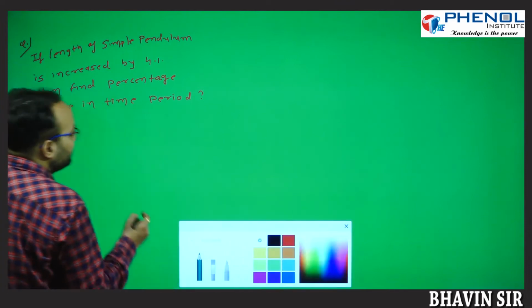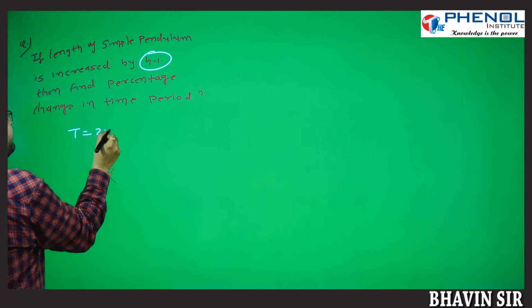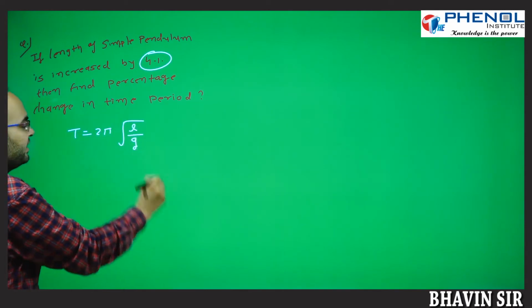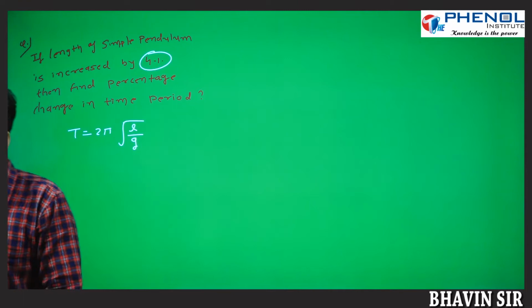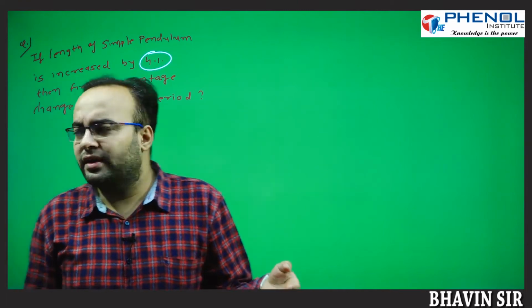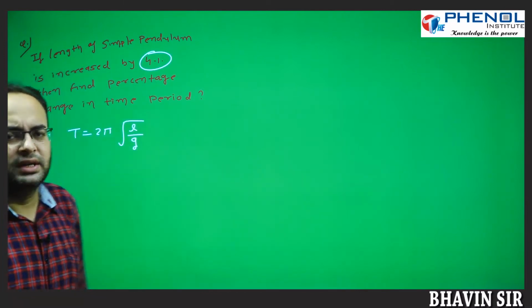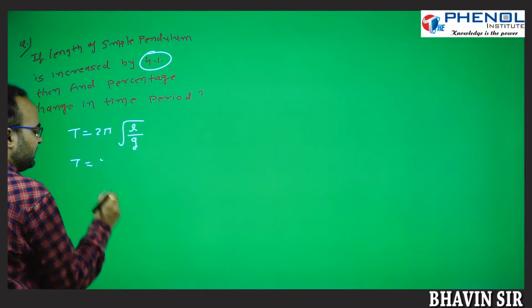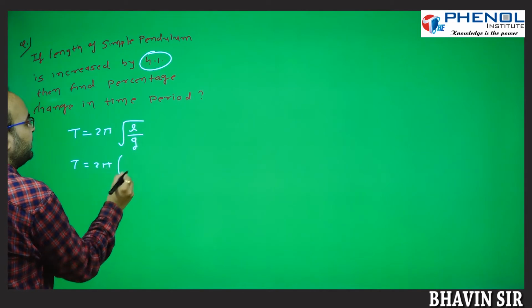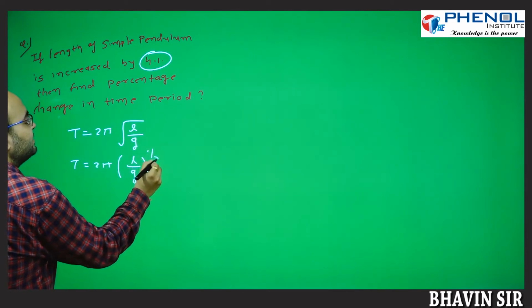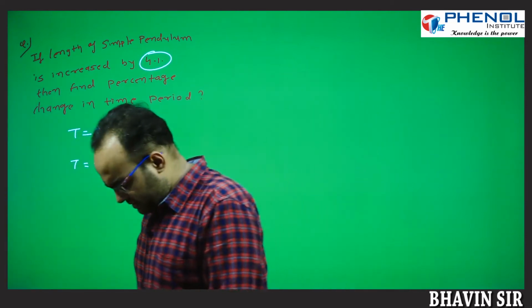Chalo, see students, it is a very small change, 4%. So here we use the concept of error, because there is a small change in length, 4%. See, what is the formula? T is equal to 2 pi L by g raised to half.